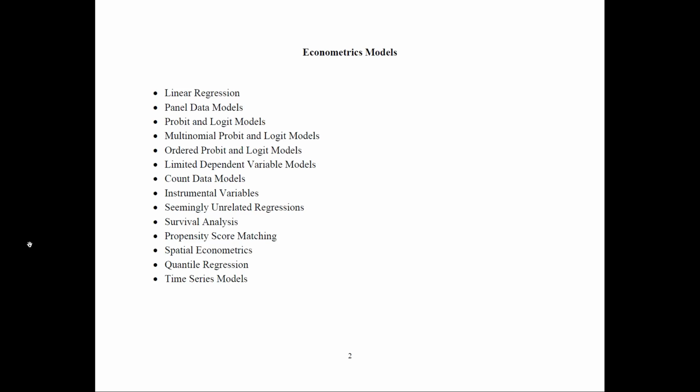So these are the econometrics models that I will provide an overview for and that I have taught in more detail, and all the materials are posted on the website and YouTube. We will start with the linear regression model and then go into panel data models and then do the Probit and Logit models, including the binary ones, the multinomial and ordered ones.